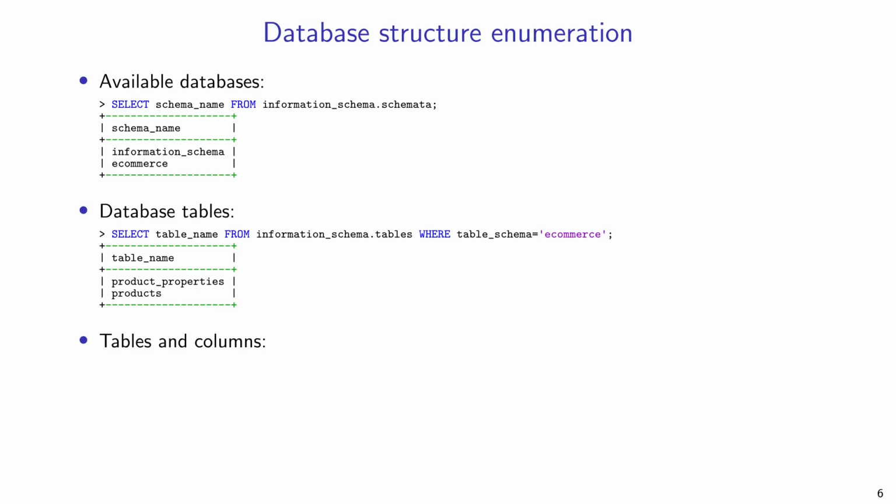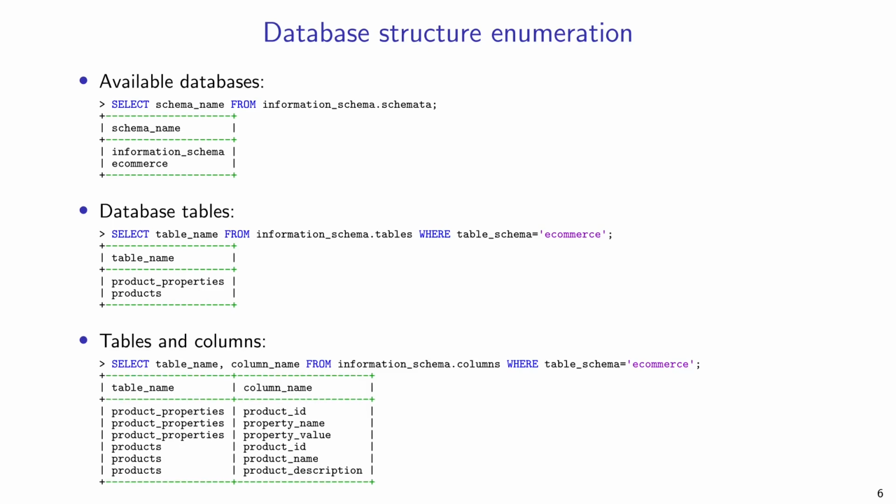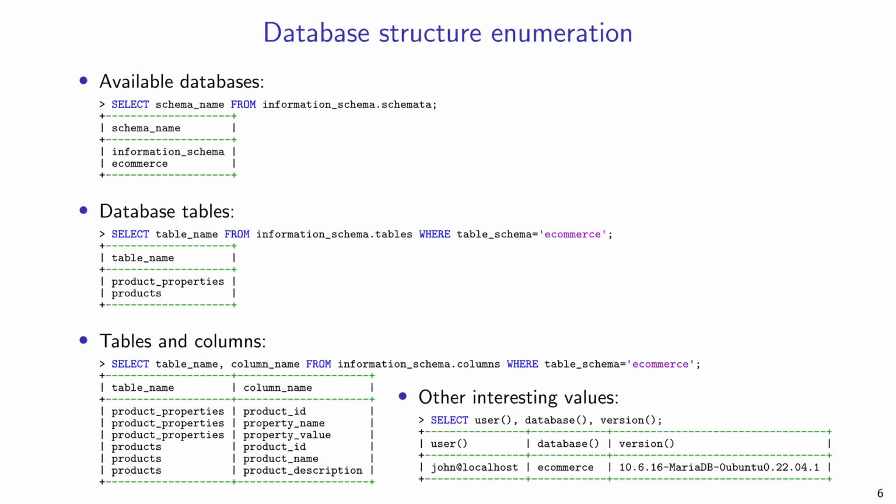To get a list of tables and their columns, we can select table_name and column_name from the columns table, where schema equals e-commerce. This table actually contains much more information about each column, such as its data type, which we can query if needed. Other useful values that we can query include the current database user, the name of the current database, and the version of the database server. In summary, this is how we can enumerate the database structure via an SQL injection attack.